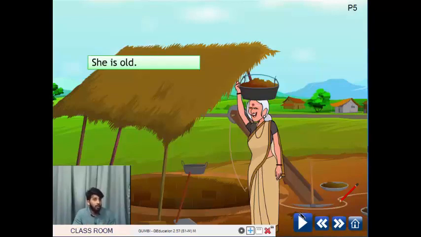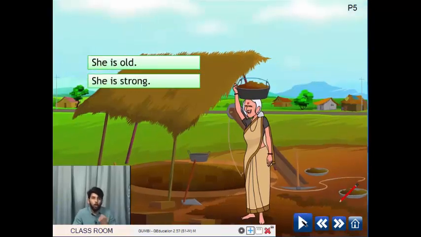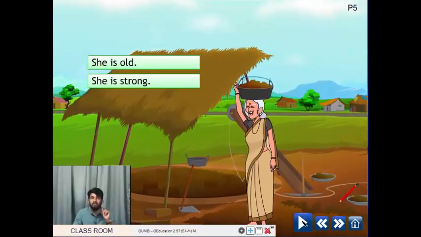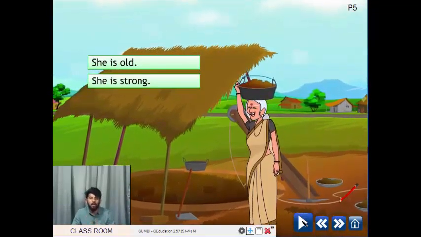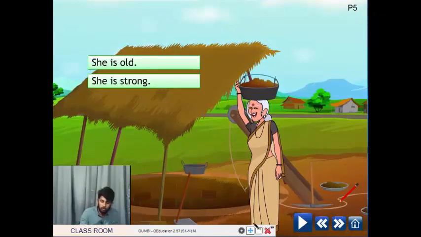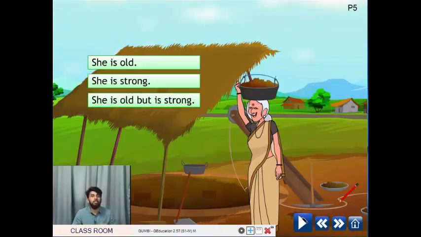So which means though she's very old, she's still very strong. Yes, she is strong. So now you have two simple sentences again. She is old, she is strong. So these two are simple sentences, and now let's see how we can combine these two sentences. She is old but she is strong. She is old but is strong.